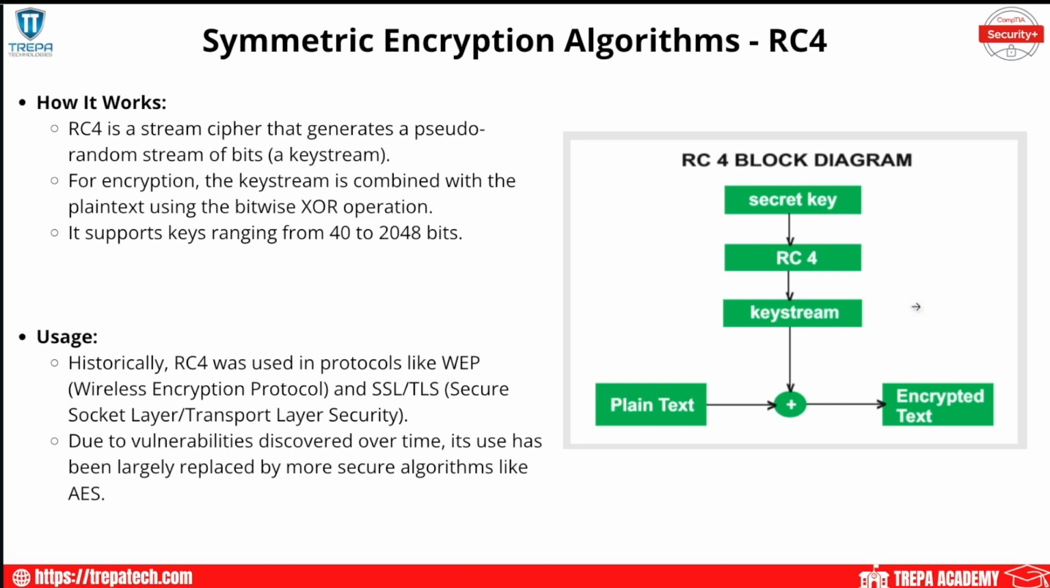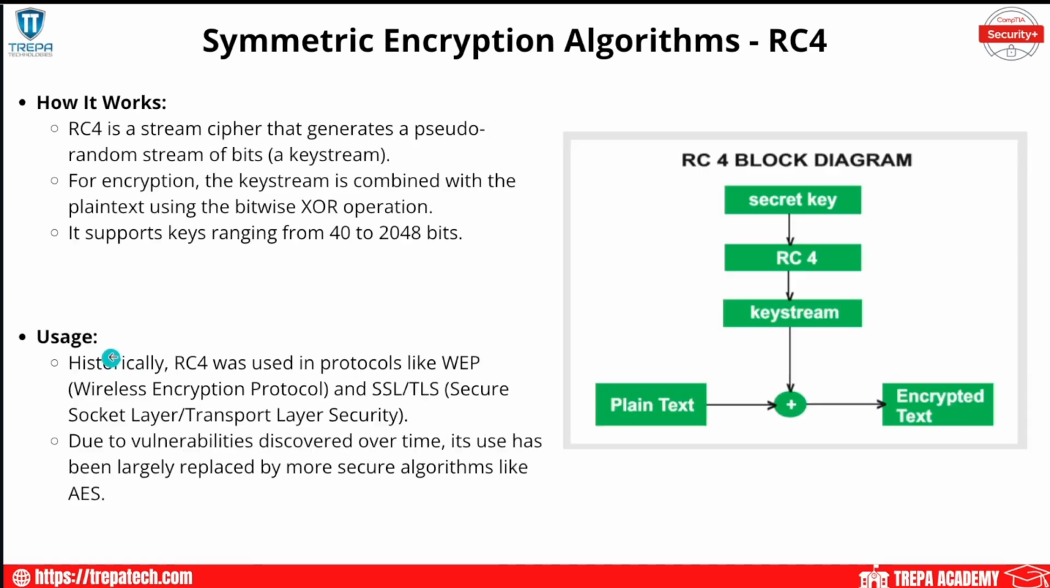We also have RC4, another symmetric encryption algorithm. RC4 is a stream cipher that generates a pseudo-random stream of bits, the key stream, and for encryption, the key stream is combined with the plain text using the bitwise XOR operation. Essentially, that's kind of giving us an initialization vector to keep unique encryption on all of our bits. It supports keys ranging from 40 to 2048 bits. RC4 is now vulnerable, so it's largely replaced with AES.